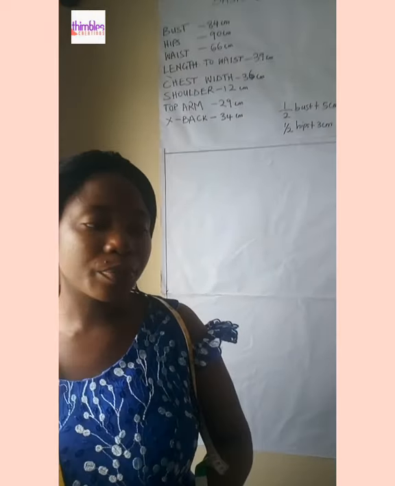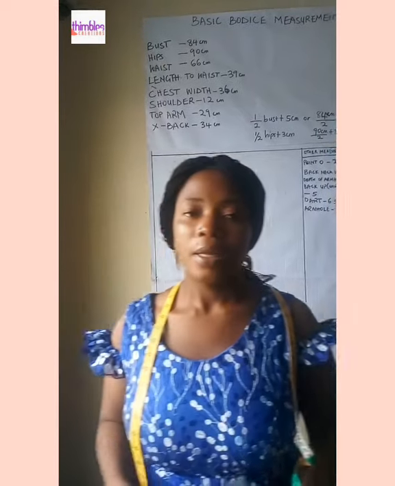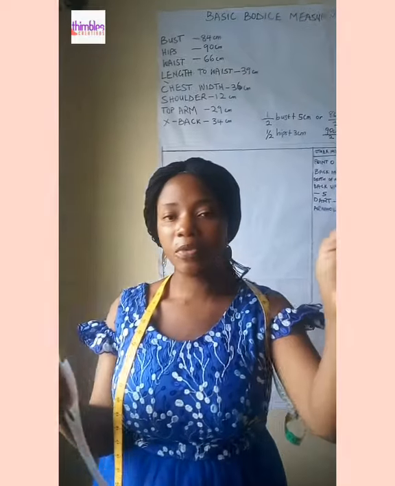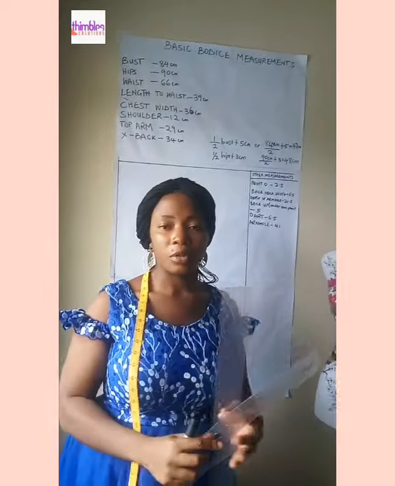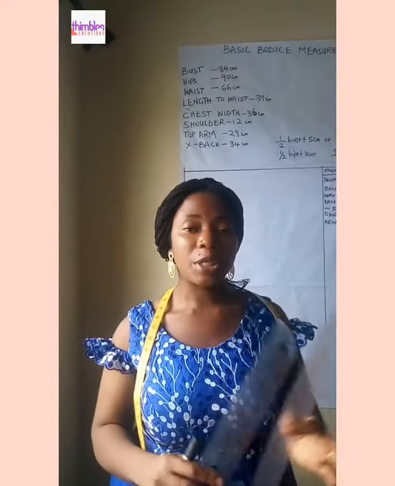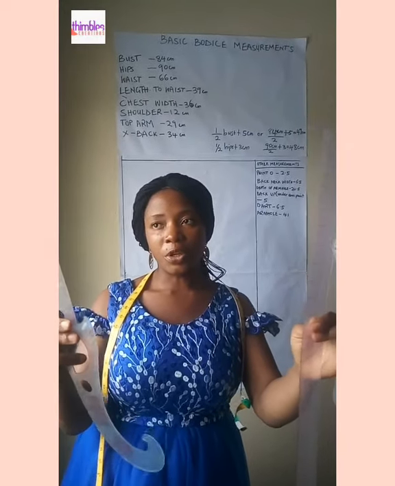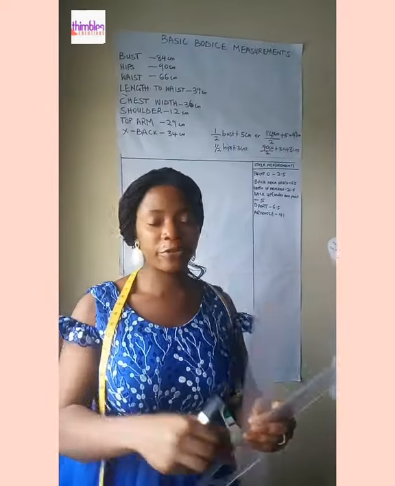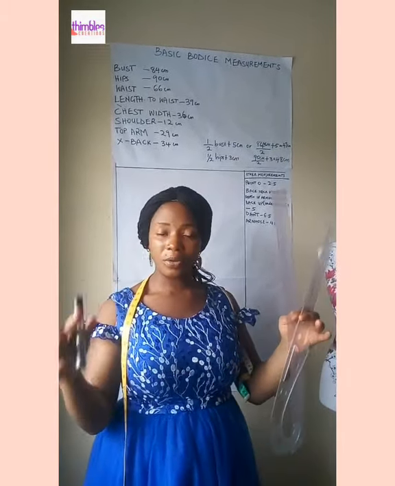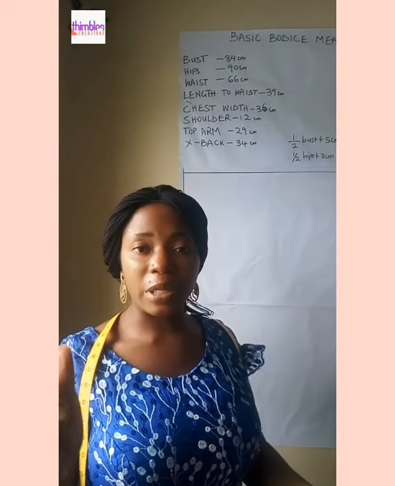I like to use these tools. These are the basic drafting tools: my ruler and my curve. You also need your pencil, your tracing wheel, and the rest of it. But just to draft a basic bodice pattern, you need your ruler and your curve, a marker or your pencil, and your eraser. Because I'm doing it on a wall here, I'm going to be using a marker for legibility.